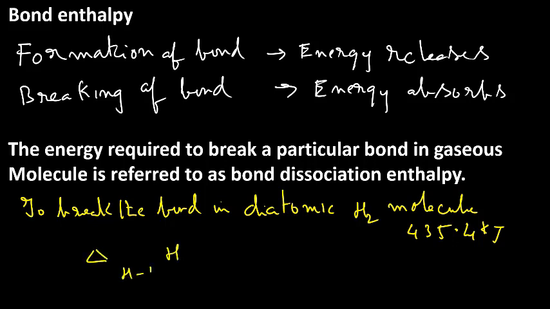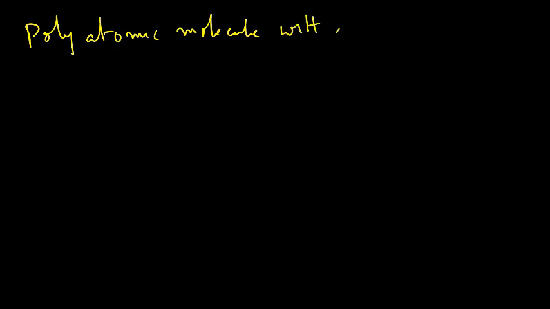delta H dash H. This H indicates enthalpy, and this is the hydrogen molecule. Therefore, the bond enthalpy of hydrogen is 435.4 kilojoule. Now let us see the polyatomic molecule. Polyatomic molecule means having more than 2 atoms. Polyatomic molecule with the same type of bond.